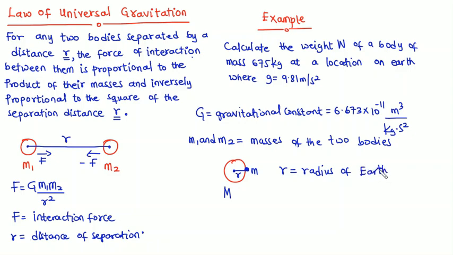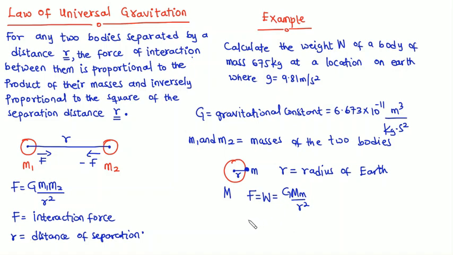There is going to be a force of interaction between the object on the surface of earth and earth itself, and this force of interaction is now termed the weight force, which is represented with the letter W. That will be equal to the gravitational constant multiplying the mass of earth, then multiplying the mass of the object on earth, divided by the radius of earth squared. This is what we do.